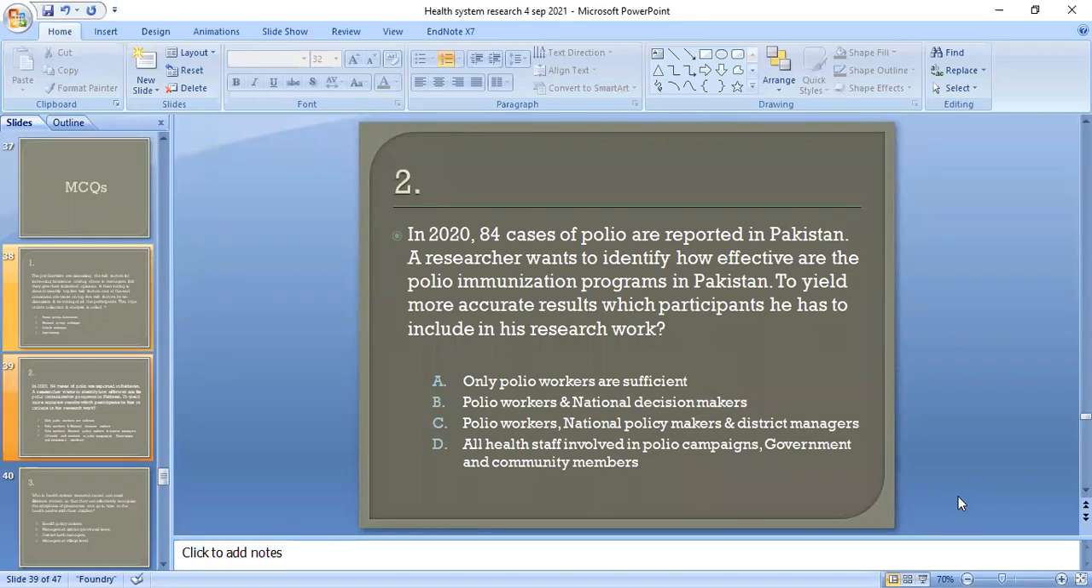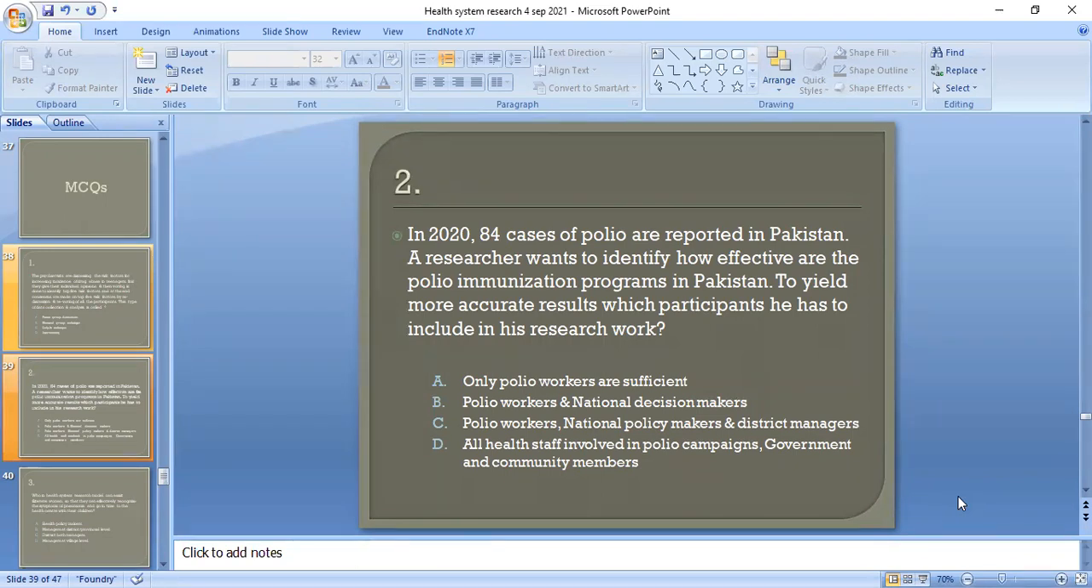A researcher wants to identify how effective the polio immunization programs in Pakistan are. To yield more accurate results, which participants does he have to include in his research? Only polio workers, or polio workers and national decision makers, or polio workers, national policy makers and district managers, or all the health staff involved in polio campaigns, government and community members? Which is the correct option?